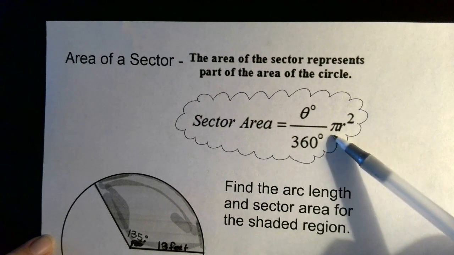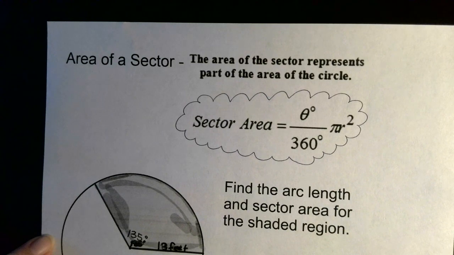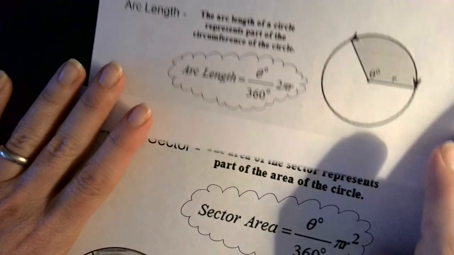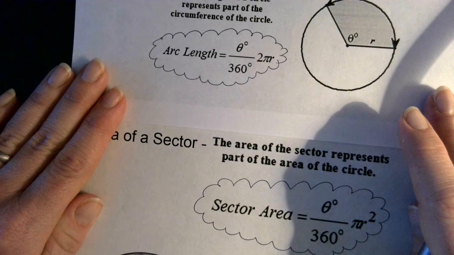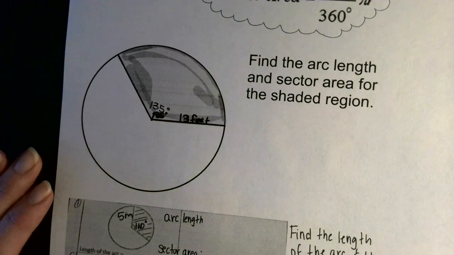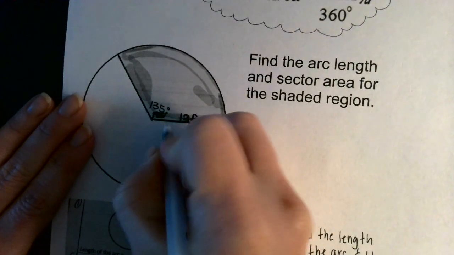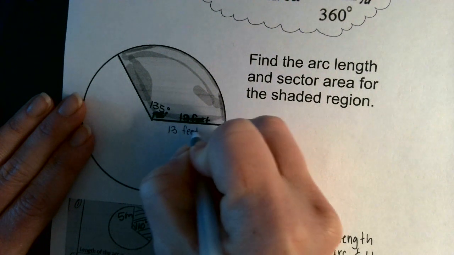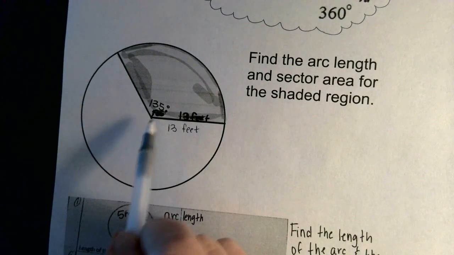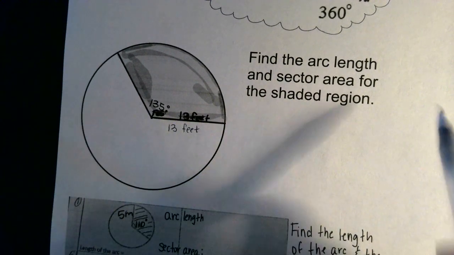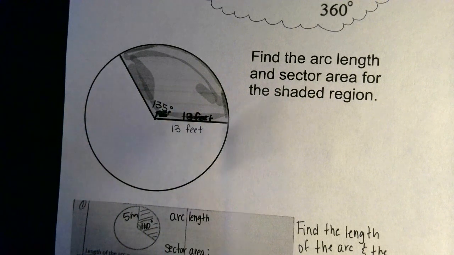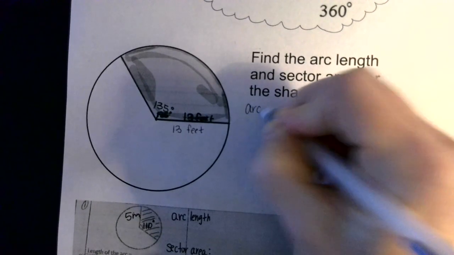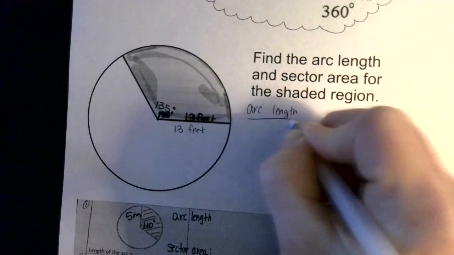But area uses the area formula. The arc length uses the circumference formula. And then both of them have that same theta over 360. So I've got an example here to work through. This is super messy. This is 13 feet for my radius, hard to see. And then my central angle is 135 degrees. I'm going to find the length of the arc and then the area of the shaded region for this sector here. So for the arc length, I'm going to use that formula.